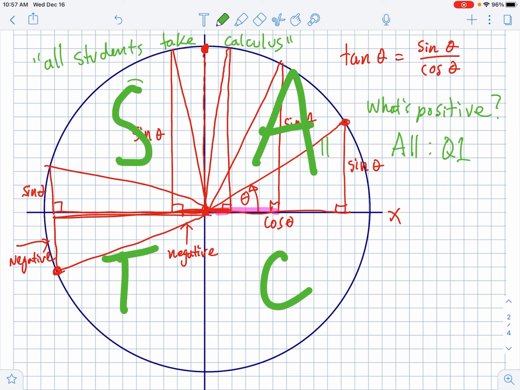Then in the second quadrant, the S stands for only sine is positive. So quadrant 1, they're all positive. Quadrant 2, only sine is positive. In quadrant 3, only tangent is positive. And then in quadrant 4, the C stands for only cosine is positive.